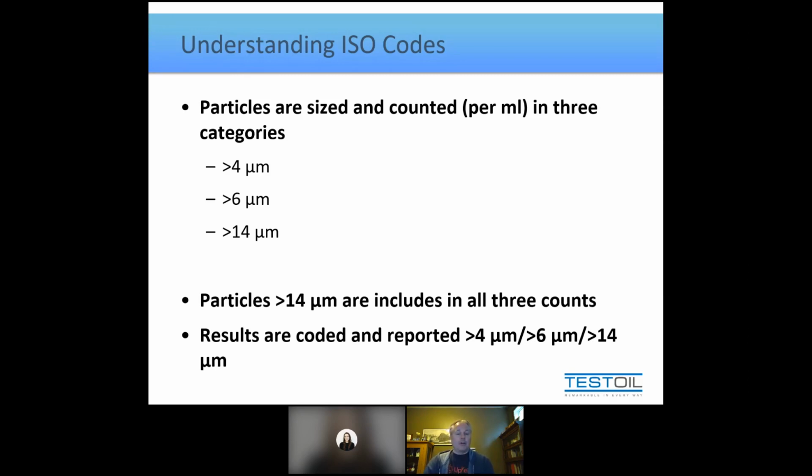So when you consider the particle count as a count, it's just a number of particles per milliliter in these 3 categories. What we then do typically is code them, and this is where the ISO code comes in. And we code them in that same order: 4, 6, and 14 microns. So what you're going to get as a reported value, like I just gave you the example of 20/19/16, is 3 different ISO codes. And this is where I think a lot of people start to get confused, because they're like, 20, 19, and 16 what?